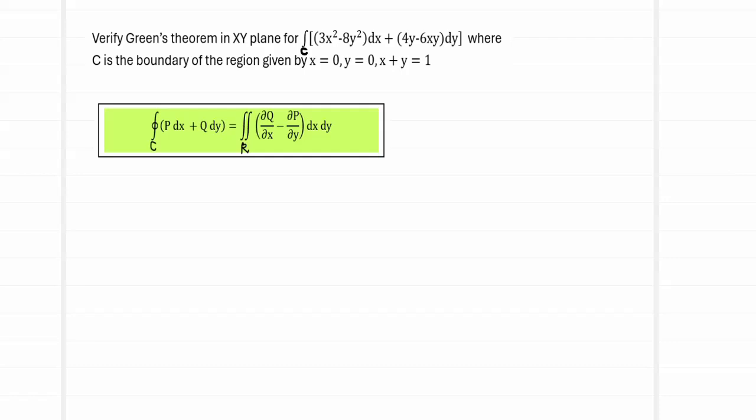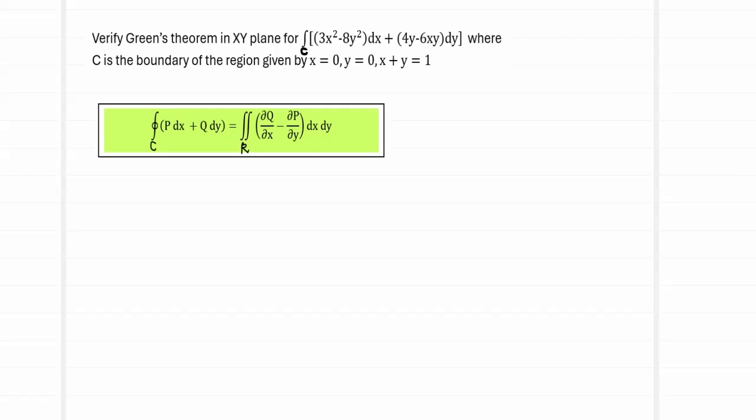Whenever the task is to verify, we will have to evaluate our left hand side separately, evaluate our right hand side separately, and show that both the values are one and the same for the verification to be true. So the statement of Green's theorem carries the first primary mark for us.